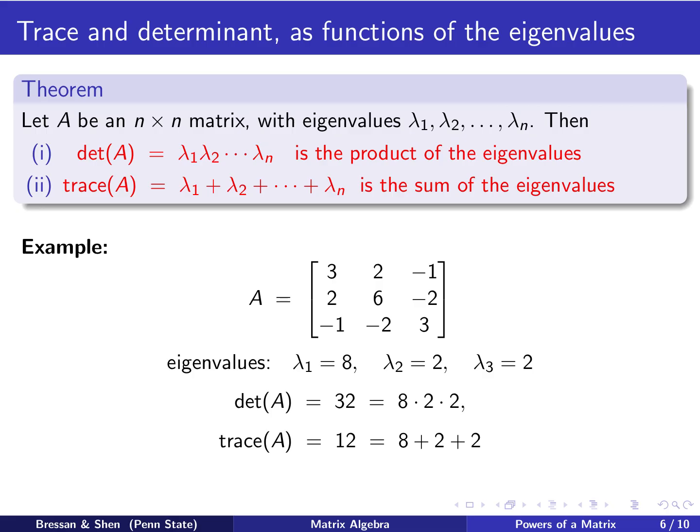And if you add up these three eigenvalues, 8 plus 2 plus 2, you get 12. And you will see that that's exactly the trace of A. That's 3 plus 6 plus 3. So 12. So we verified the theorem, at least for this one case.